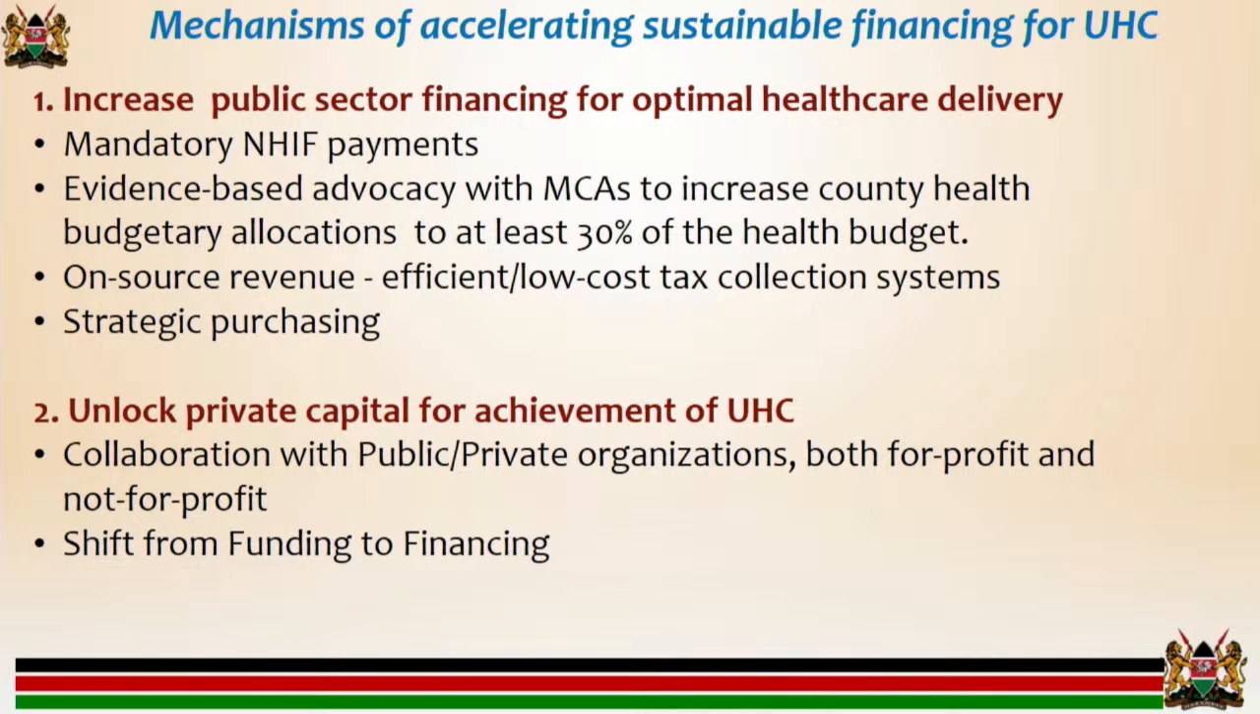On the side of private capital for achievement of universal health care, there's collaboration with public-private organizations. I'll speak a little bit more about this just afterwards. So we have public-private organizations which are both for-profit and not-for-profit. And with these collaborations, we can shift part of the expenditure from funding just to financing.